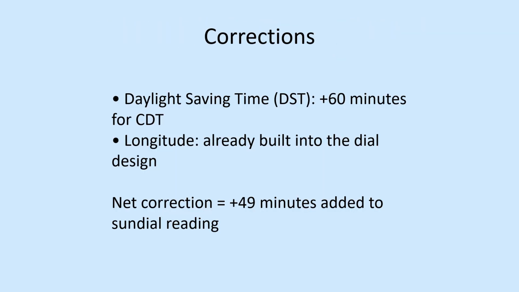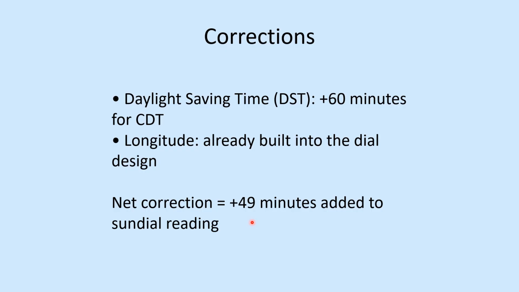So another correction I've got to take into account is since this is summertime in central time zone, I've got to add 60 minutes to my central daylight time. And so there's another correction which I'm going to go into just briefly in just a second. It's got to do with the longitude. And I'll explain that in just a second, but the net correction is 49 minutes because I added 60 and then subtracted the 3 and the 8.